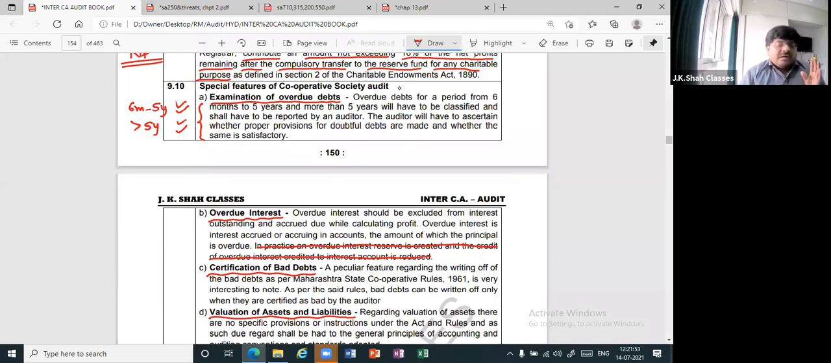Classified into two categories. Firstly, the debts which are overdue for more than 6 months but less than 5 years. And secondly, the debts which are more than 5 years. Next, if there is any overdue interest, that also has to be shown separately. It should not be shown together with the interest which has been accrued by the company.